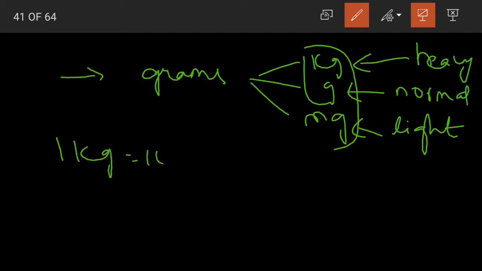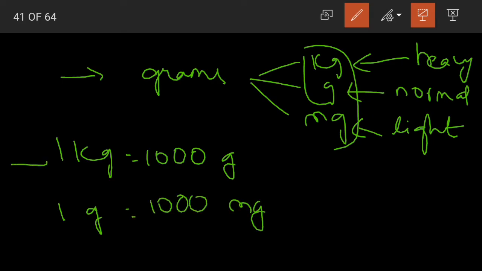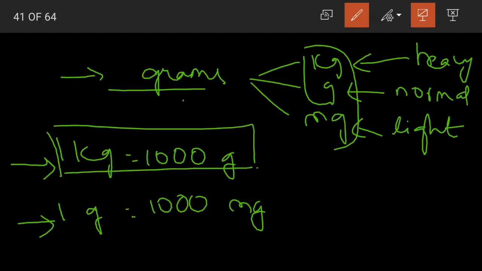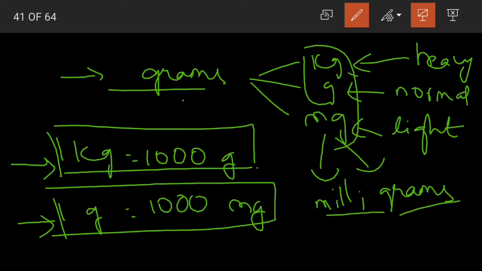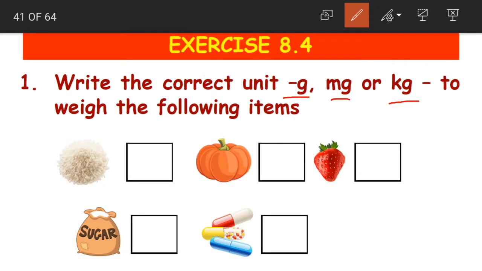1 kilogram is equal to 1000 grams and also 1 gram is equal to 1000 milligrams. These are the 2 points that you have to understand from the topic of measurement of mass. What is it? 1 kilogram is equal to 1000 grams and 1 gram is equal to 1000 milligrams. M for M-I-L-L-I, milli. G for grams, G-R-A-M-S. Kilograms, grams and milligrams. Okay children? Now let us look at the objects given here.